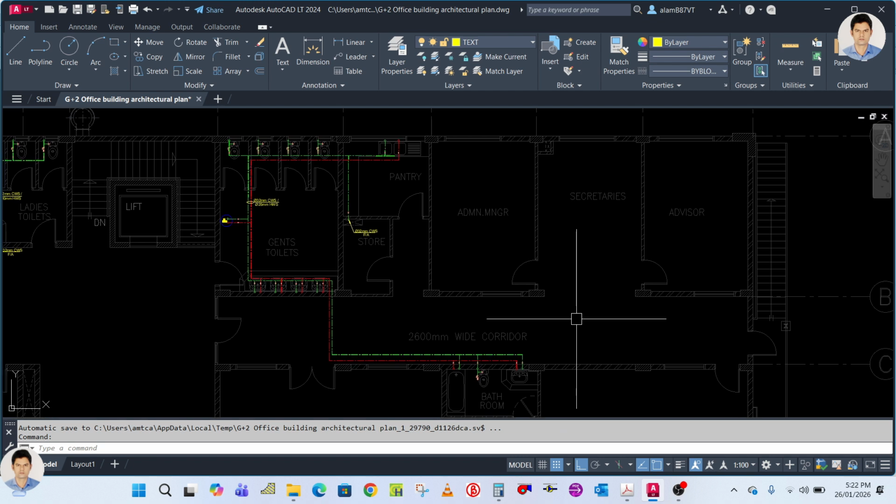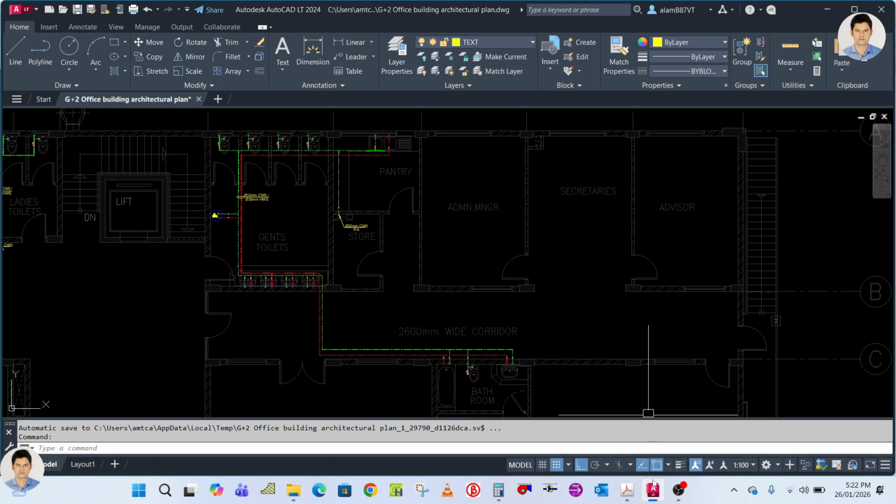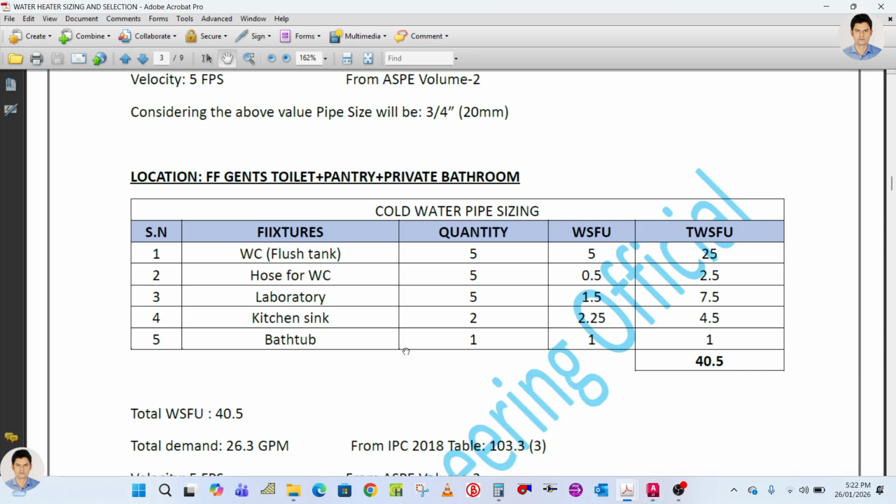So you have to extract all the fixtures. Here you can see 4 number WC, and one is here, so total 5 WC, and 4 lavatory here and one here, so total 5 lavatory, 2 sink, one shower, and one bathtub. The same I have extracted here: WC 5, hose for WC 5, lavatory 5, kitchen sink 2, bathtub 1. So these are the water supply fixture units for these fixtures.